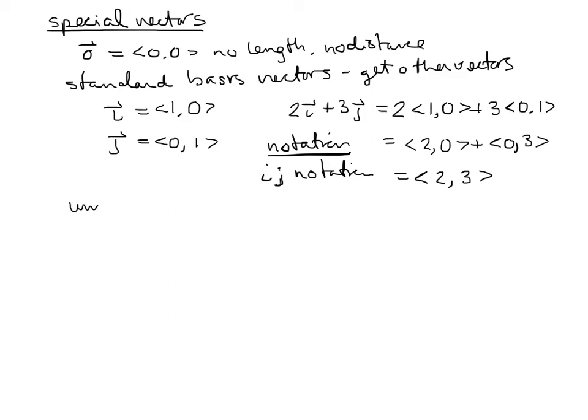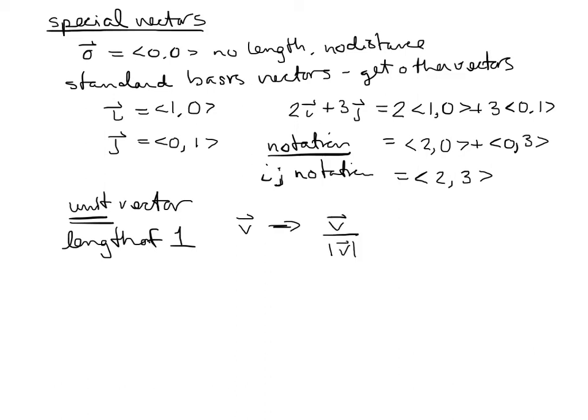Another special vector, the unit vector. Unit vector meaning it has length of 1. So any vector of length 1, if we want to take a vector v, if we divide it by its own magnitude, then we get length 1. So this is a unit vector.